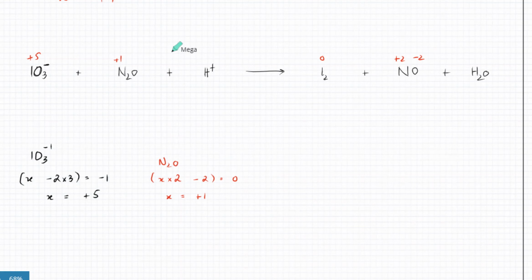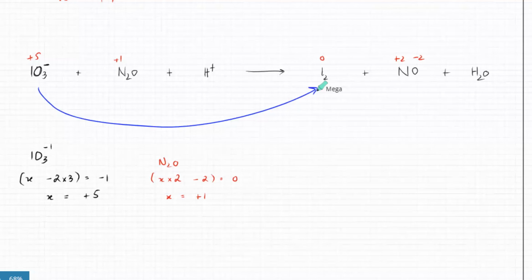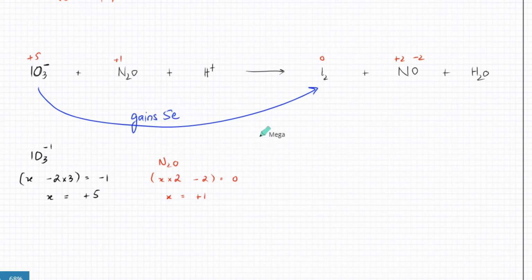Once you've found that, figure out who's gaining electrons and who's losing electrons. What's happening to iodine? Plus 5 to 0. What is happening with it? Gaining or losing electrons, and how many? Reduction. Okay, that's reduction. It goes from plus 5 to 0, so it gains 5 electrons. What's happening to N? N goes from plus 1 to plus 2. So that's a loss of 1 electron.